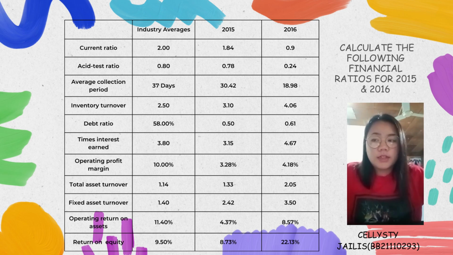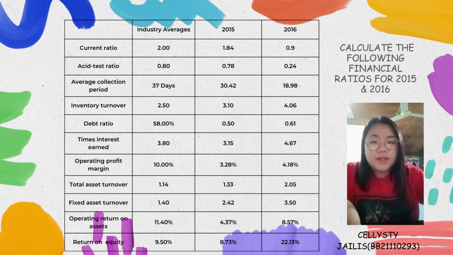And the third one is the average collection period, where the formula is accounts receivable divided by daily credit sales, times 365 days. So for 2015, 15,625 divided by 187,500 times 365. So we got the answer 30.42, and for 2016 we do the same steps and we got the answer 18.98.